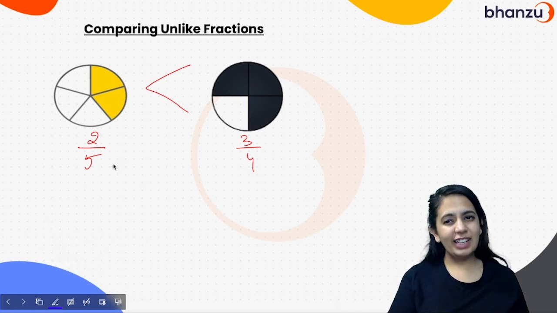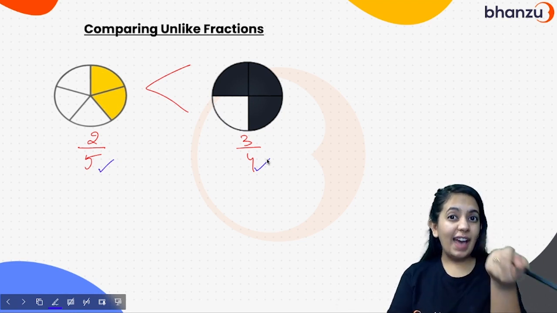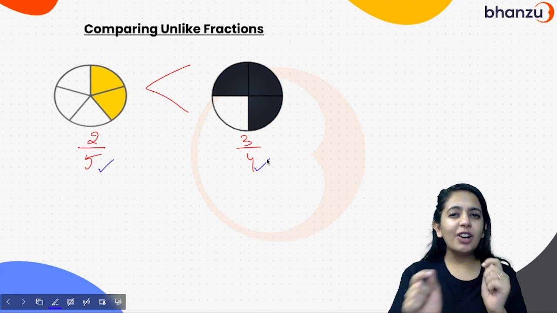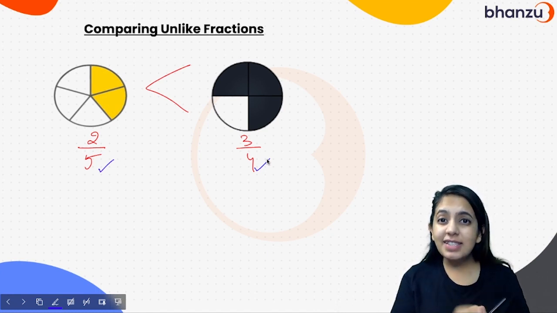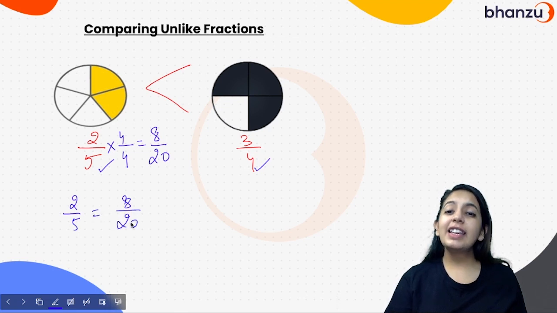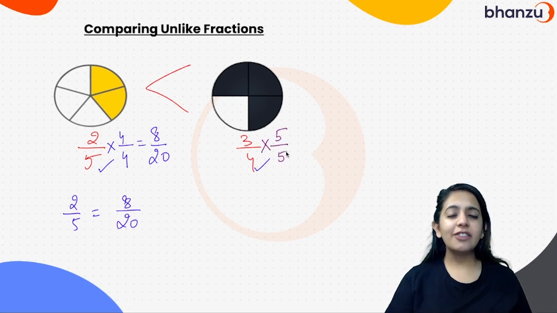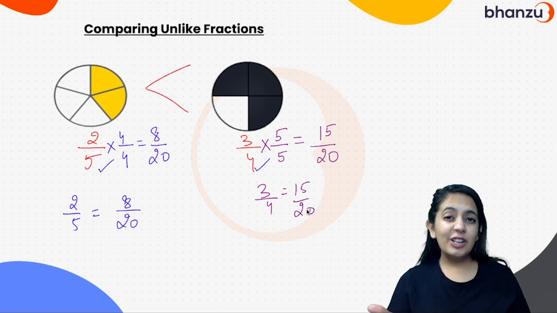How are you going to compare that? So for that, let's take a look. Here we have 5 and 4. Can we make their denominators same? We can. 4 and 5 both have a common number in their table, and that is 20. So if you multiply the numerator and denominator both by 4, you are going to get an equivalent fraction, which is 8/20, right? So 2/5 and 8/20 are equivalent fractions. And if you're going to multiply 3/4 by 5 in the numerator and 5 in the denominator, you're going to get 15/20. So therefore, 3/4 and 15/20 is again equivalent fraction, right?